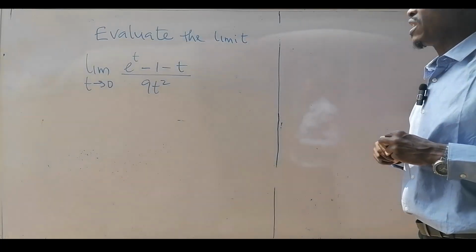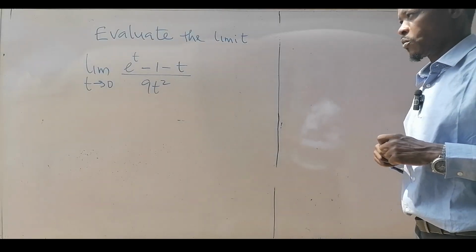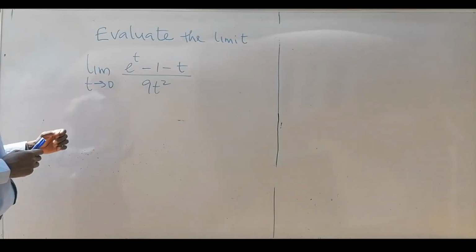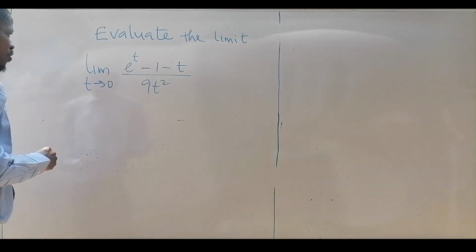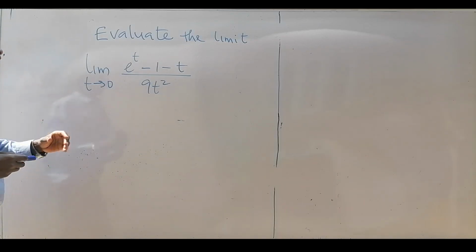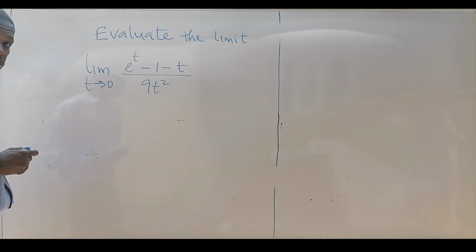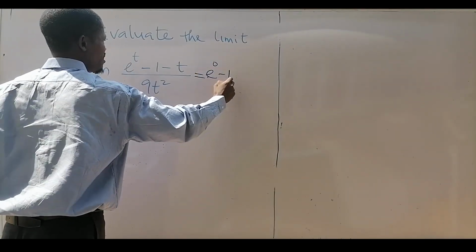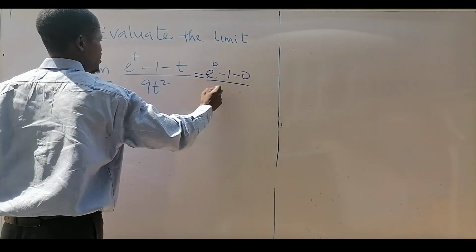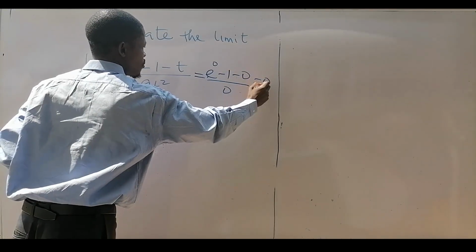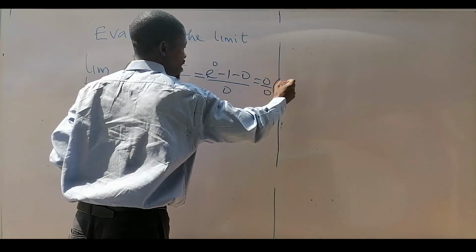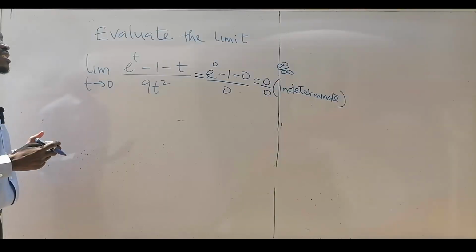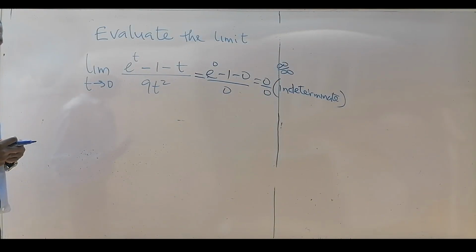The next question: evaluate the limit as t tends to 0 of this quotient function. As we all know, the first thing we do is to do the direct substitution. And if you do that, you're going to have e to the power 0 minus 1 minus 0 all over 0. That gives you 0 over 0. And when you have 0 over 0 or infinity over infinity, we call it indeterminate. And that calls for L'Hopital's rule.